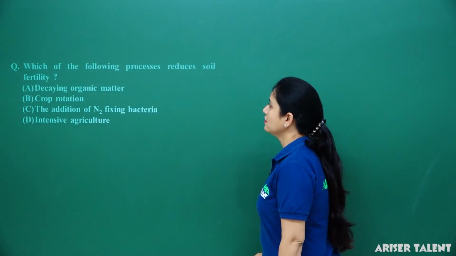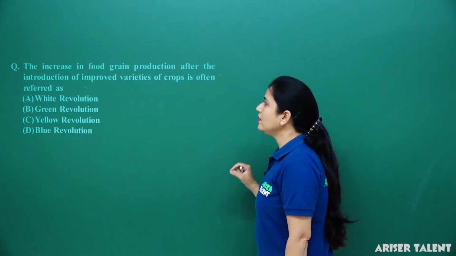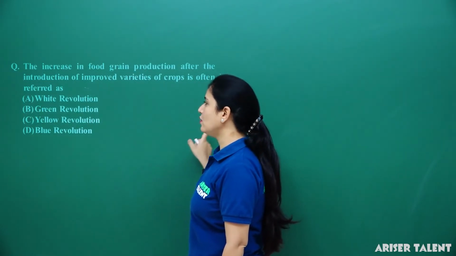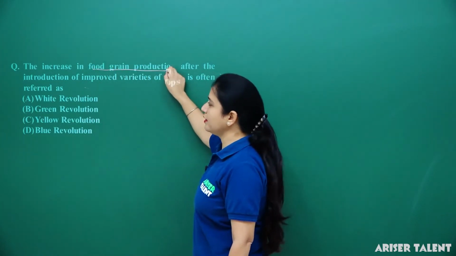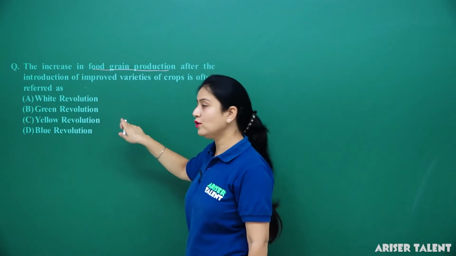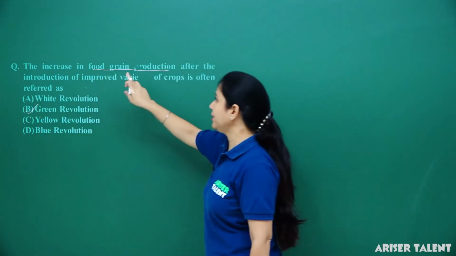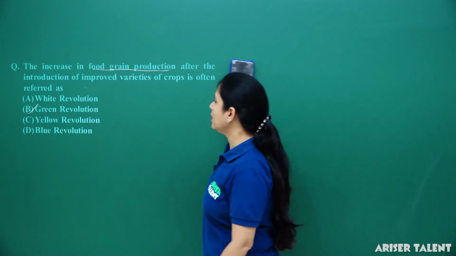Next is, the increase in food grain production after the introduction of improved varieties of crop is often referred to as. Here we are talking about food grain production. So is it white revolution? No, generally it is related to milk. Green revolution? Yes, because it is related to food grain production. Okay. So option B is the correct answer.